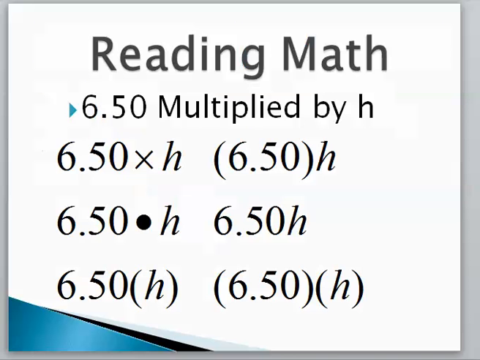Okay, when we're reading math, I want to make sure that you guys understand there's numerous ways to write multiplying. And so I am showing you that when you're reading 6.5 multiplied by h, you could have 6.5 times h with the symbol times, the cross symbol, or you can have the dot, or you could use any sorts of parentheses or no parentheses at all, and all of those things mean 6.5 is multiplied by h.